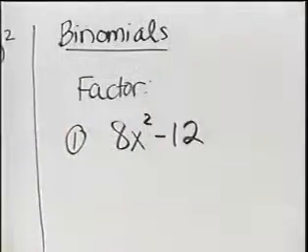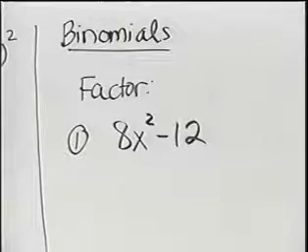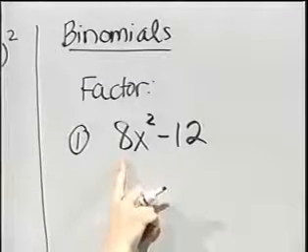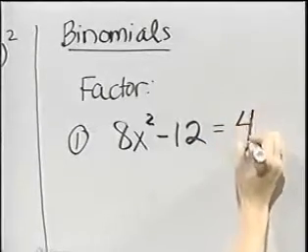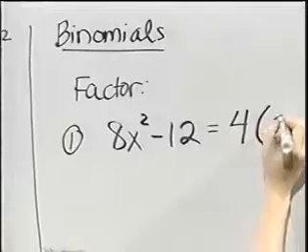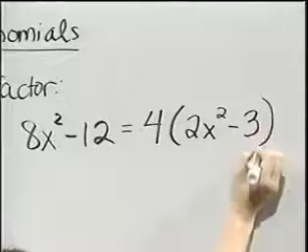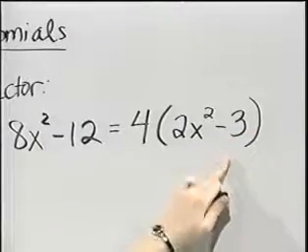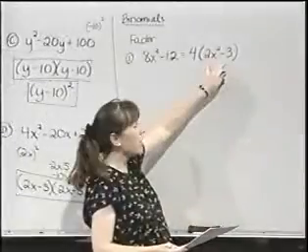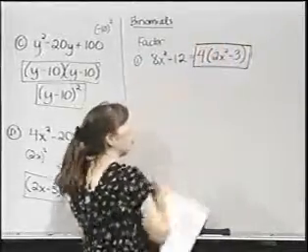8x squared minus 12. Well, what can you do? The only thing you know how to do so far is to remove a factor. You can take out a greatest common factor from 8 and 12, and in fact that is the number 4. Take out a 4 and you're left with 2x squared minus 3. And is there anything else you can do here? Well, not at this time, not that we know of. You can't factor this any further. So that is the factorization for that first binomial.